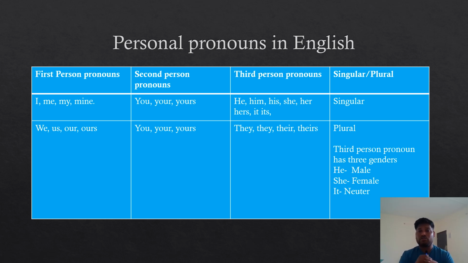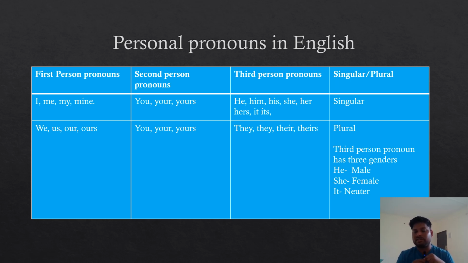The third person pronouns are he, she, it, her, hers, its, they, them, and theirs. So he, she, it are the basic third person pronouns. These are three basic third person singular pronouns, I would say: he, she, and it. Now you understand why we use he, when we use she, and when we use it. It is used for things and objects.